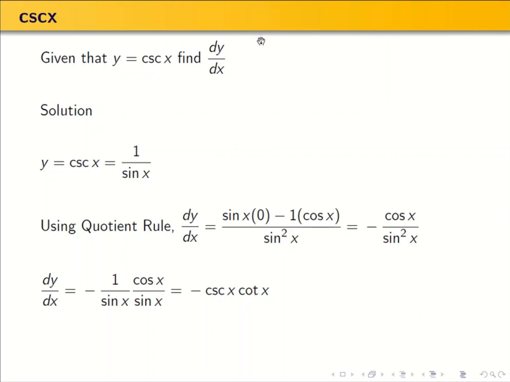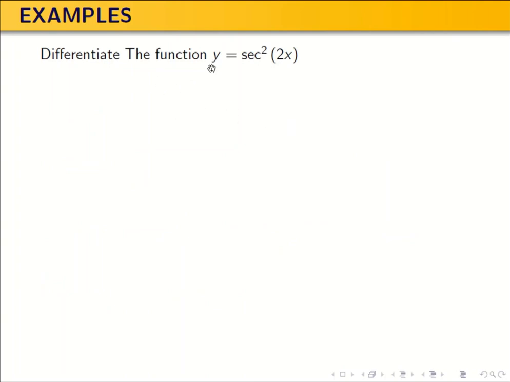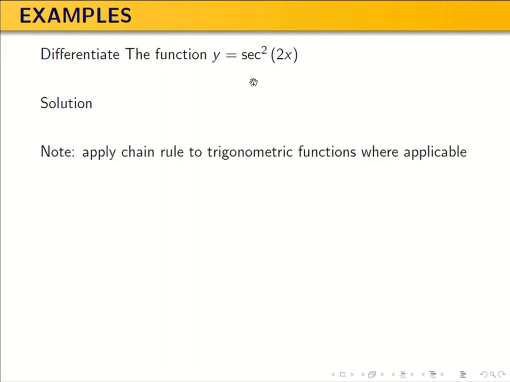But if you have a function of another function, or if you see a chain rule, then apply the chain rule. Okay, so let's quickly walk through some examples, and then you know how to solve questions when these types of questions come. Okay, so differentiate the function y equals sec squared of 2x. Now this is not just a normal x, this is 2x, so it means it's a function of x. Okay, so I use the chain rule here.